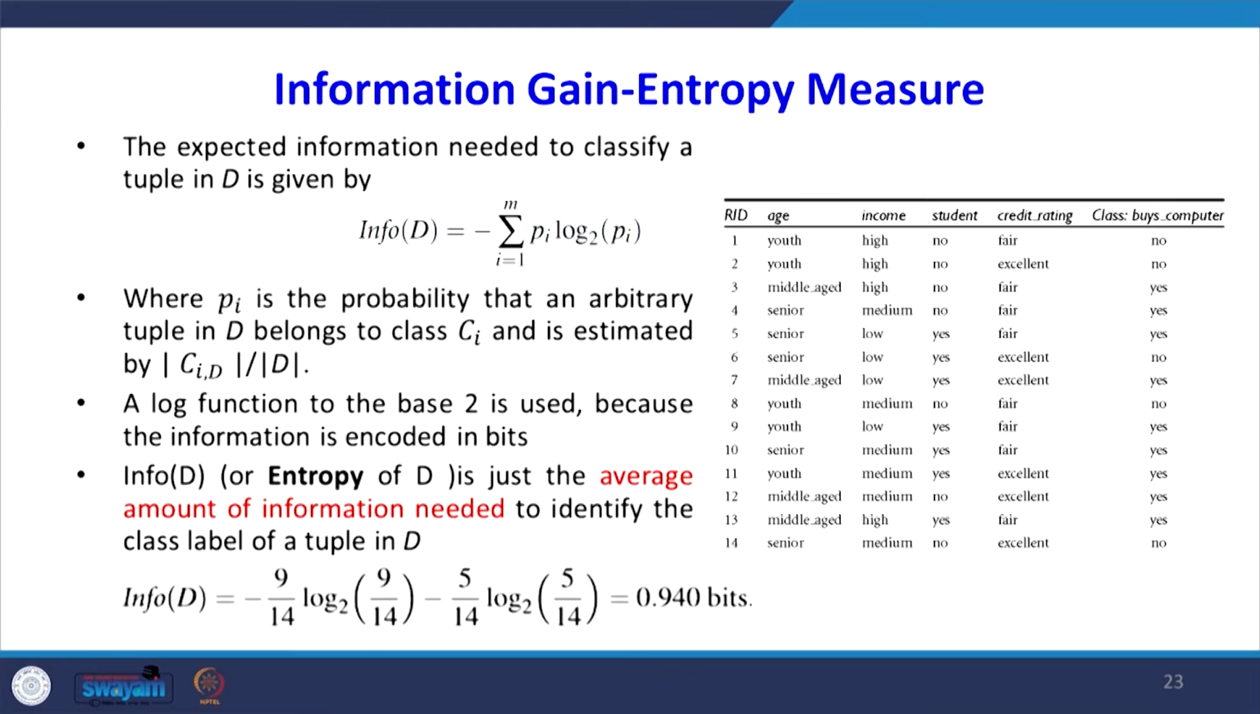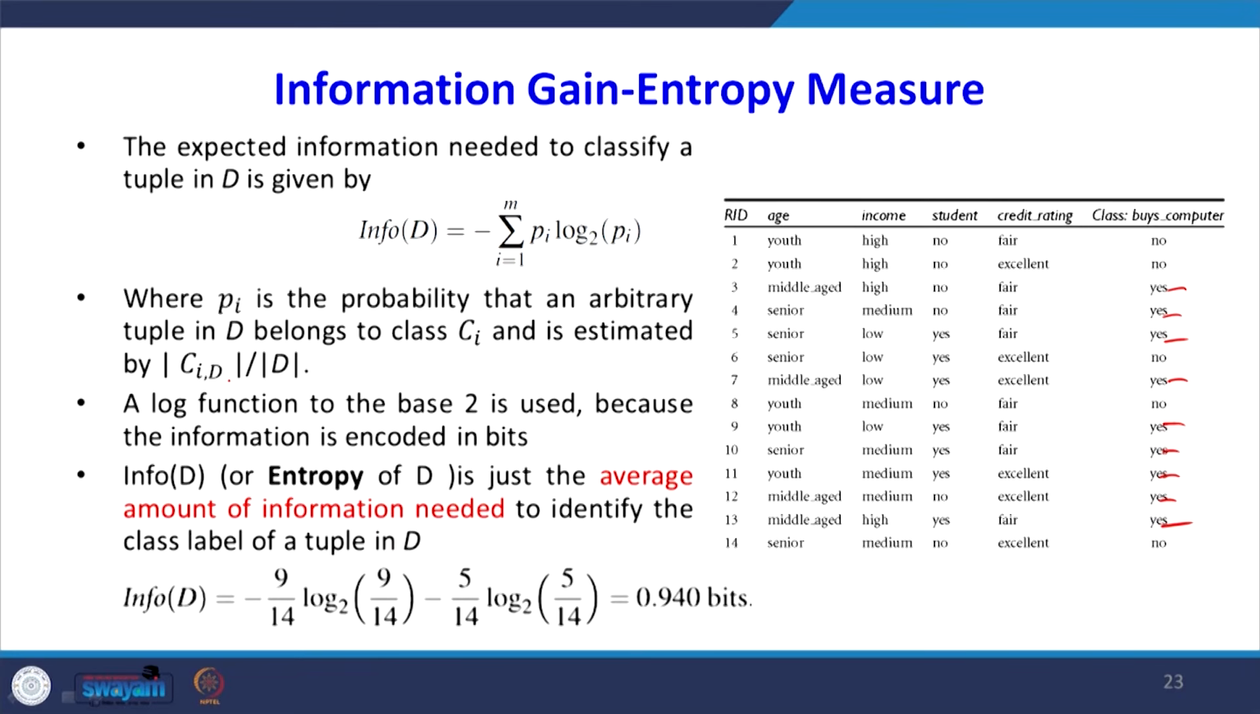For example, for this data set, what is pi? Pi is based on the number of yes. How many yes are there? 1, 2, 3, 4, 5, 6, 7, 8, 9. So, it is 9. That 9 is nothing but our Ci,D. The modulus of D is total 14. That is for class 1.